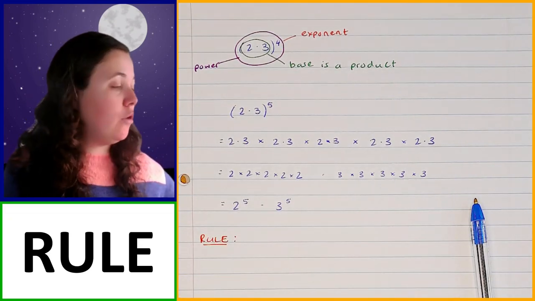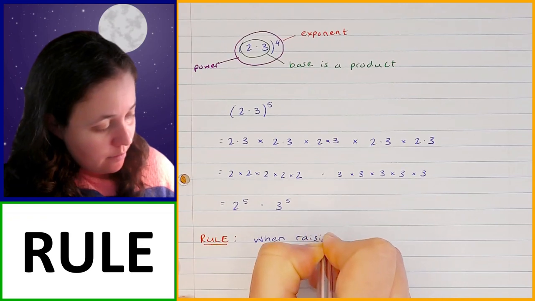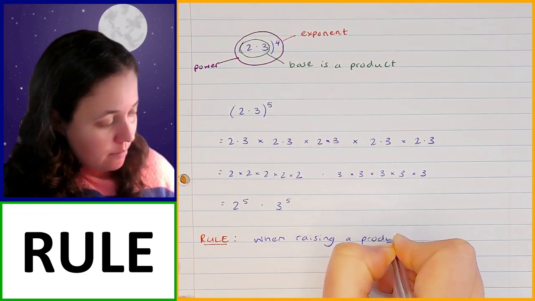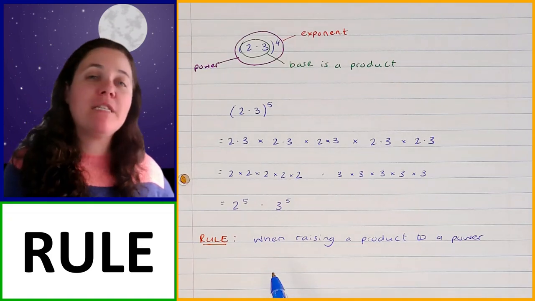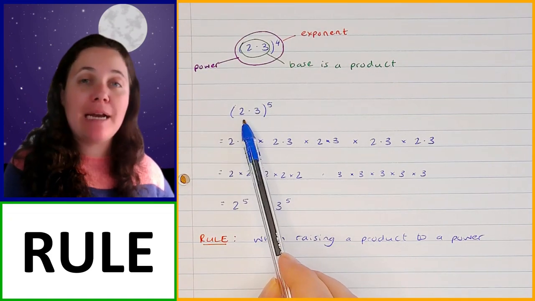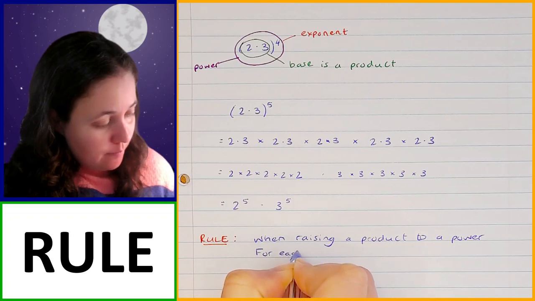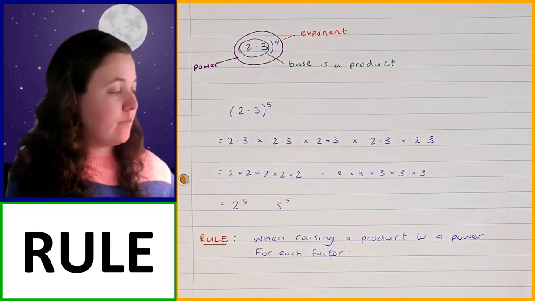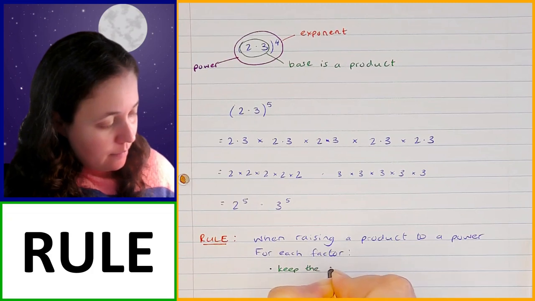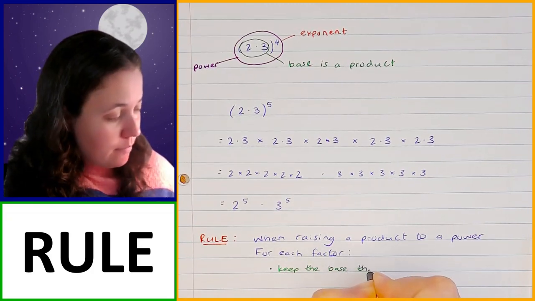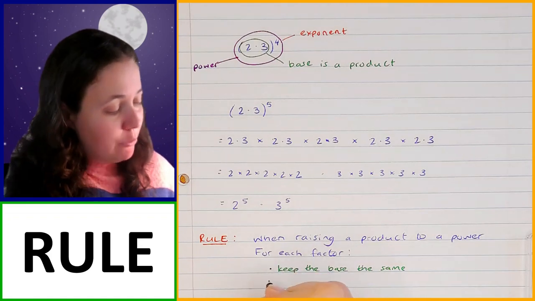Okay, so our rule is that when we are raising a product to a power, we have to take each factor of that product and we have to work with each factor separately. So, for each factor, we keep the base the same, and we multiply the exponents.